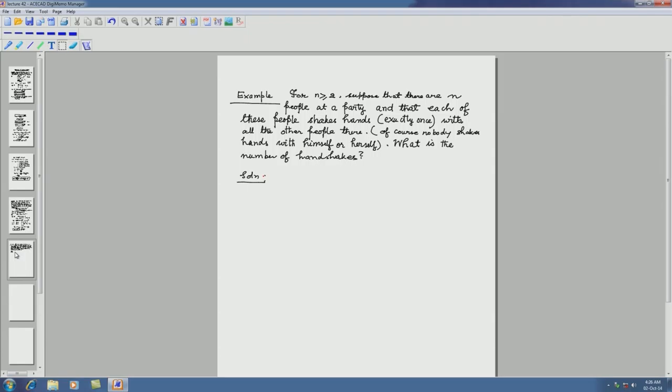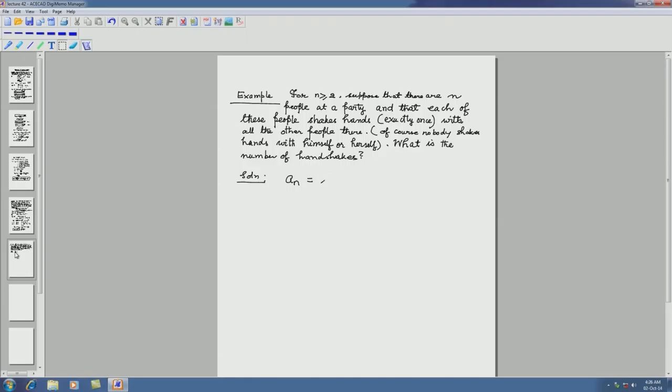When we think of this solution, we again start denoting the total number of handshakes when n people are present under the given constraints as a n. So, a n is equal to the total number of handshakes under the given set of constraints.